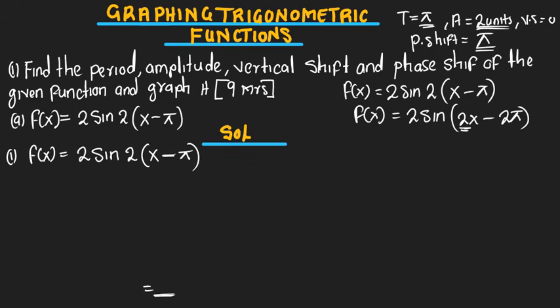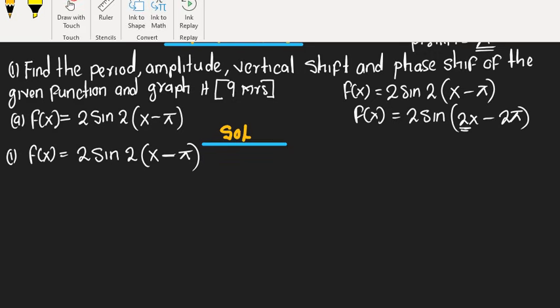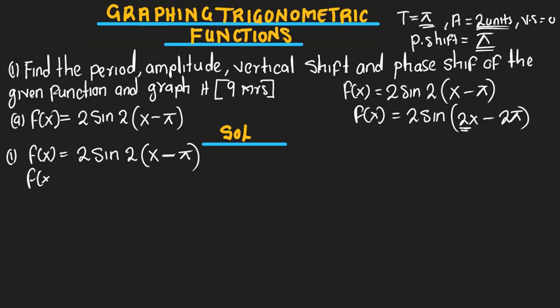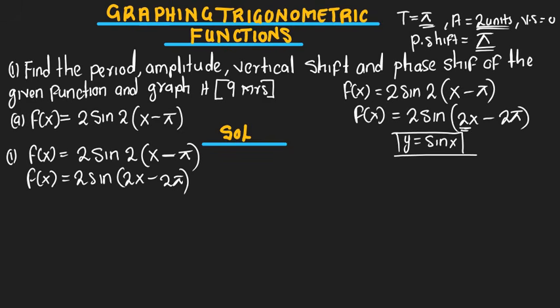How do I form x and y values? So let's expand. You are going to expand your f of x is equal to 2 sine, then you're going to have your 2x minus 2 pi, right? Then, you know how the original y is equal to sine x graph is going to come out like. How does it come out like?